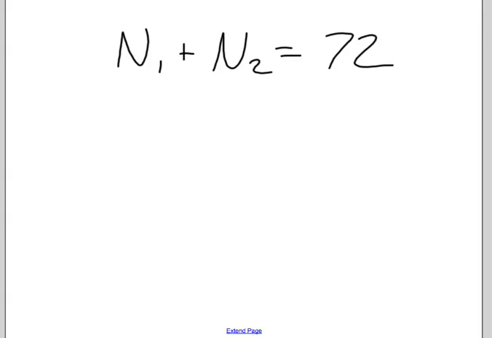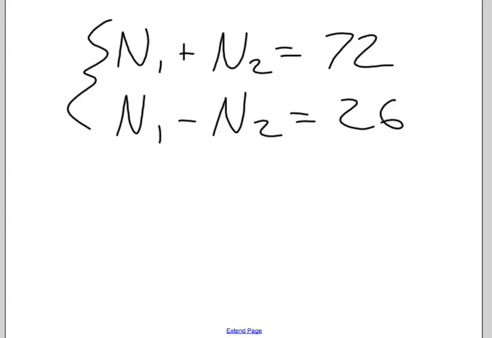The sum of two numbers is 72. So I'm going to use number 1 plus number 2 equals 72. That's the sum of the two numbers. The difference of the two numbers is 26. Oh, this one's easy enough. So number 1 minus number 2 equals 26. Now, which operation or which process are we going to use on this one? Elimination. And it's already set up because number 2 and number 2 eliminate as is.